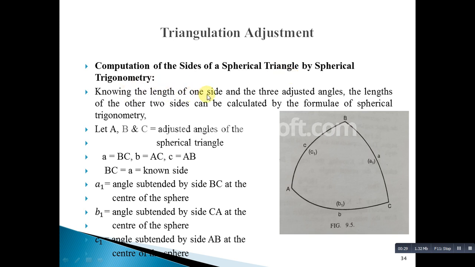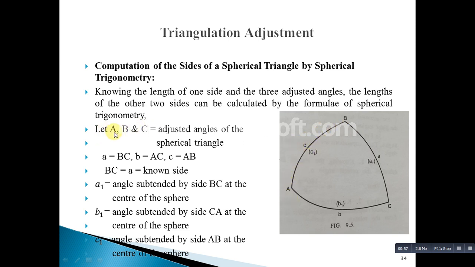Knowing the length of one side and the three adjusted angles, the lengths of the other two sides can be calculated by the formula of spherical trigonometry. So here is the spherical triangle. In general, a side is exactly straight, joining the three points and forming the three angles. But in the case of spherical triangles, the sum of the three angles is more than 180 degrees. So we can say that it is a spherical triangle.